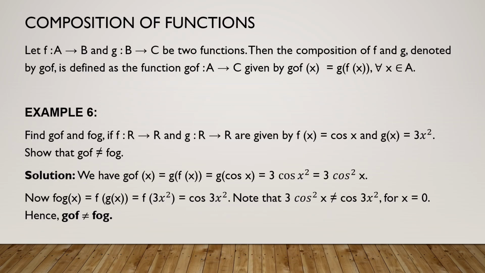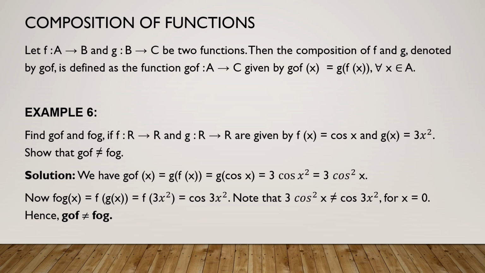Now the next topic over here is composition of functions. Suppose f and g are two functions. F is a function from A to B, g is a function from B to C. Then the composition of f and g, denoted by g of f, is the function g of f from A to C, given by (g of f)(x) equals g of f(x) for every x belonging to A.